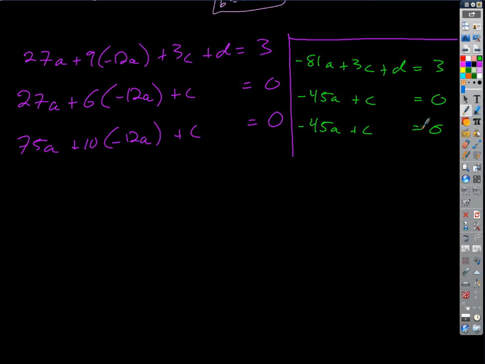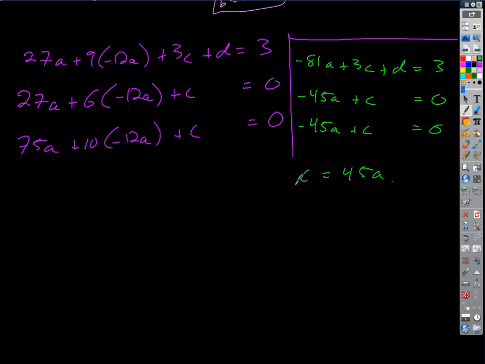Because really for now, all we want to be able to do is go in and solve for, for example, C in terms of A, right? So we could say C equals 45A, right? And we could use that information to go up here and solve for, say, D in terms of A or something like that, right? You get the idea? We're gradually just collapsing this thing down.